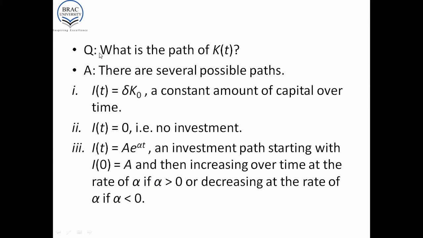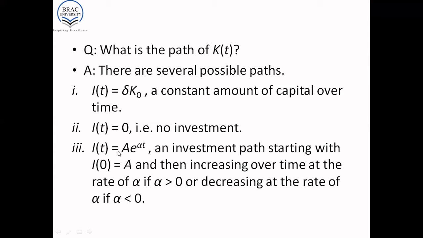Now here's the question. What is the path of k(t)? And the answer is that there are several possible paths. One possible path is I(t) equal to delta k naught, which is a constant amount of capital over time. K naught is a constant, delta is a constant. Or I(t) could be 0, which implies that there is no investment. That is also a feasible path. If you choose not to invest, then I(t) will be 0.